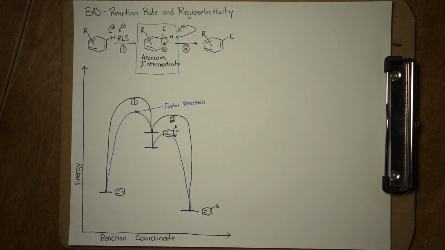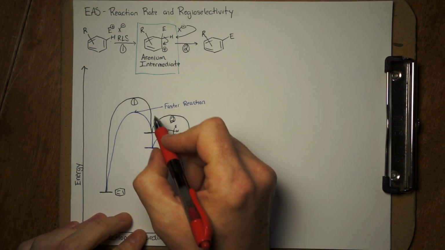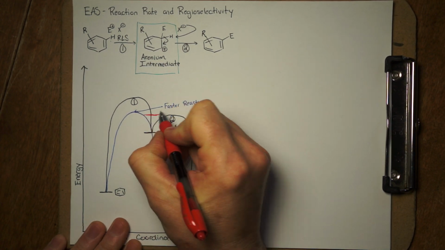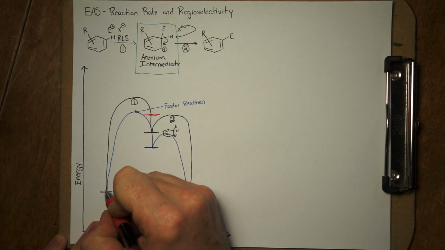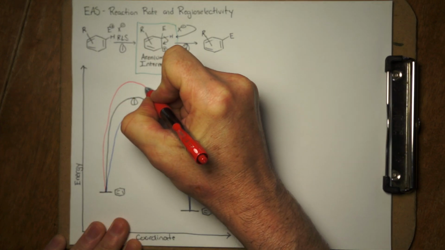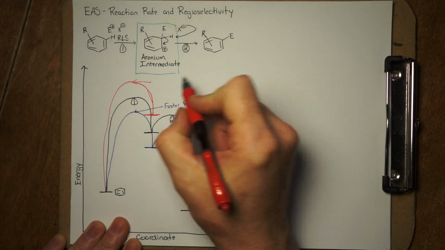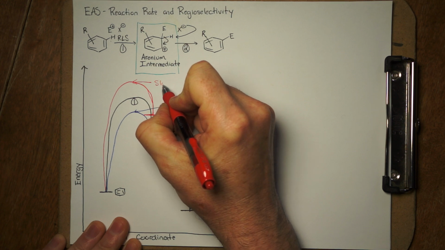So benzene rings with R groups that stabilize that arenium intermediate are going to undergo substitution faster. Likewise, R groups that make that arenium intermediate less stable, that positive charge higher in energy, are going to form a higher energy intermediate, and the pathway that leads there is going to be a higher energy pathway, and is going to correspond to a slower reaction rate.